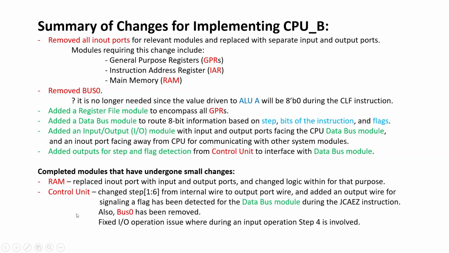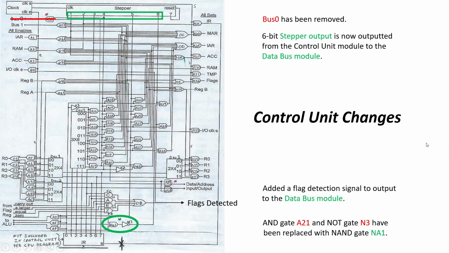So really the only changes from modules that have been completed already include changing the RAM from having an in-out port to now having input and output ports, and then adjusting the logic for that purpose. Like I said, the control unit, the step is now being output. It's not just an internal wire for the purpose of the data bus module control signals. And added an output wire for signaling a flag that has been detected during the jump if instruction, right? Jump one of the flags. Also, bus 0 has been removed, and I fixed an I/O operation.